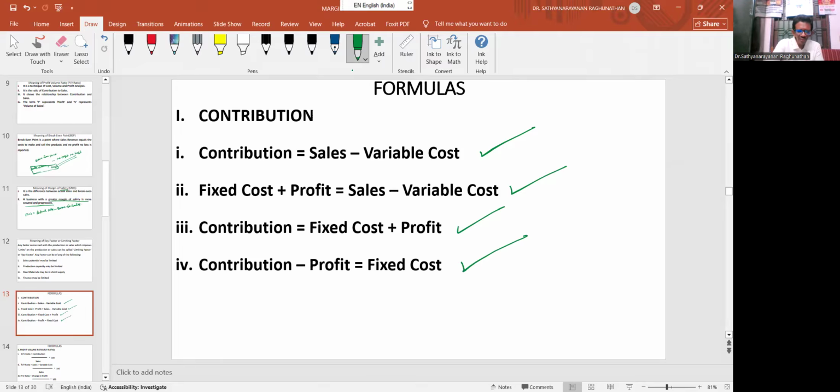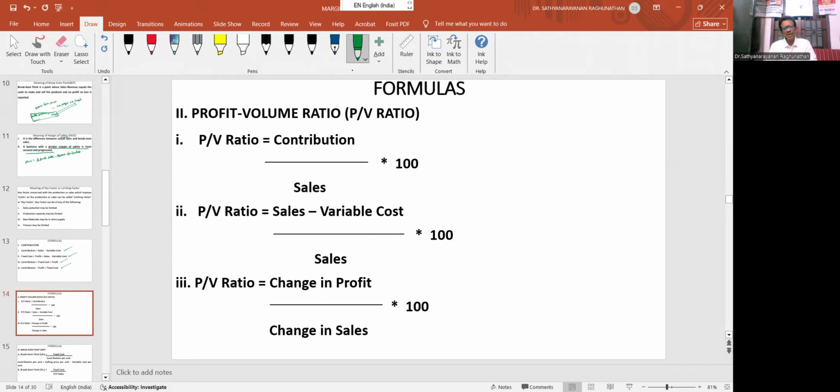We shall move on to the next formula. The second formula is profit volume ratio, PV ratio. There are three formulas you will be applying for finding the PV ratio. First formula: profit volume ratio is equal to contribution divided by sales into 100. Second formula: sales minus variable cost divided by sales into 100, or fixed cost plus profit divided by sales into 100. This formula also you can apply.